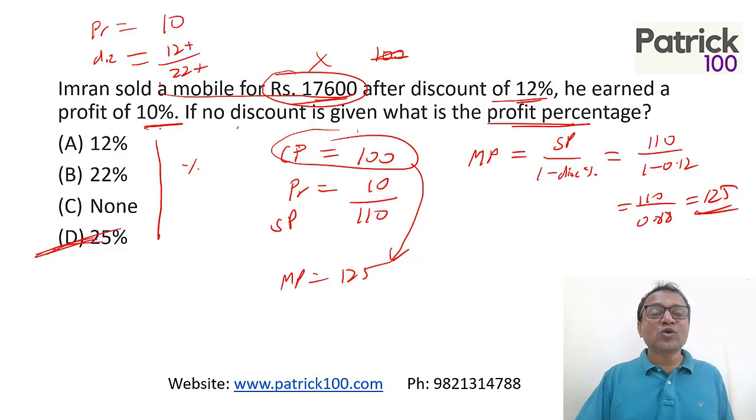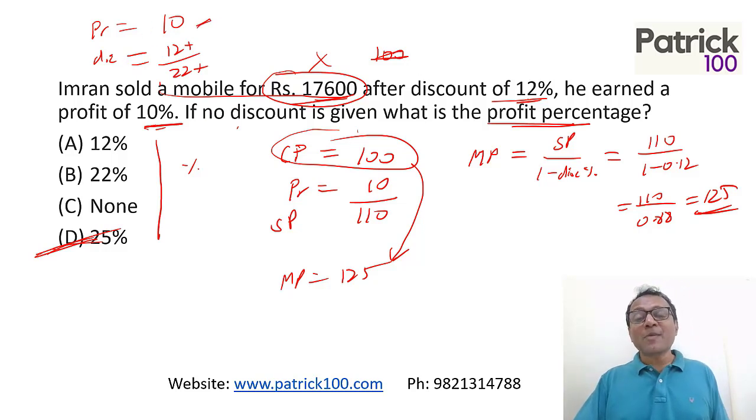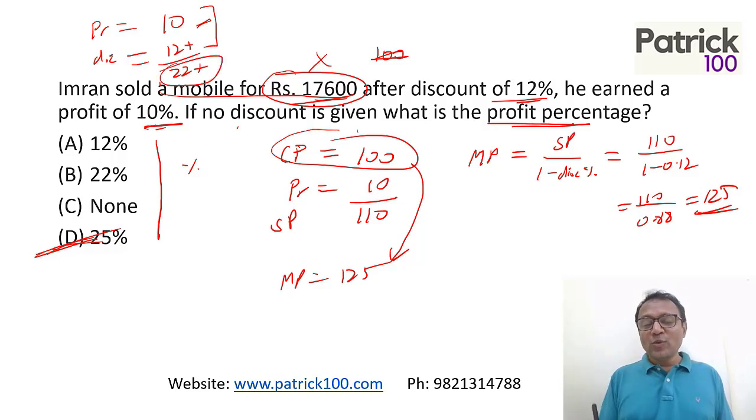Right? My profit is on cost price. I assume cost price is 100, so 10 profit. Discount will be on mark price. Mark price is more than 100, so discount will be more than 12. So overall profit in the second case will be both these put together, which is more than 22. Only one option, that's the answer.